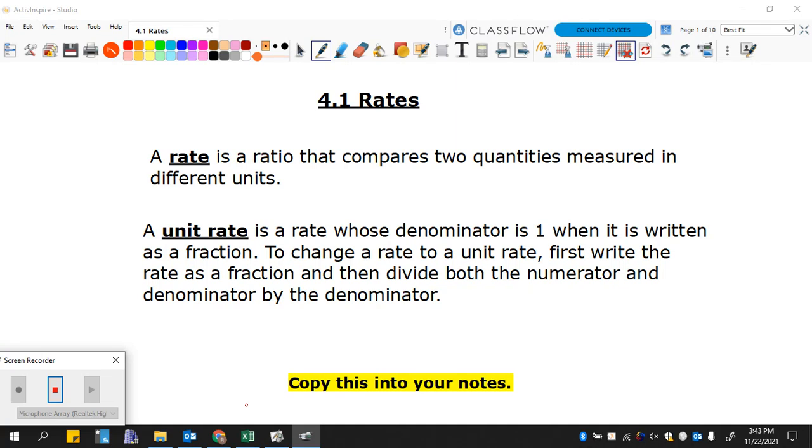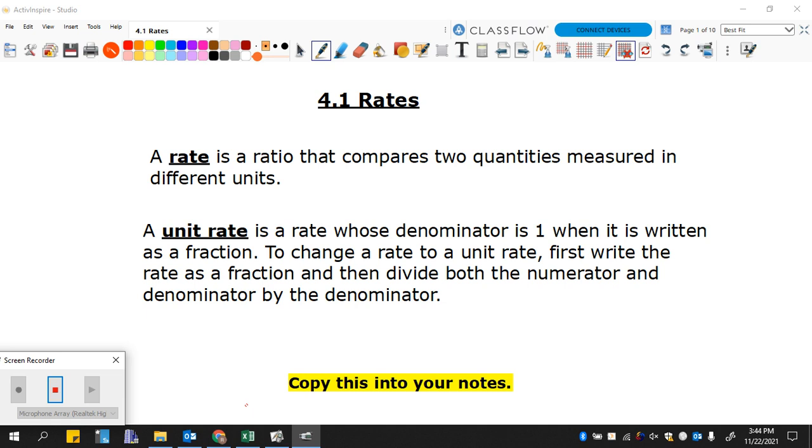All right, in this lesson, we're going to talk about rates and unit rates. A rate is simply a ratio that compares two quantities that are measured in different units. A very common one is speed, which measures the miles you traveled in the hours, or the time, that it takes you to get there. A unit rate is when the denominator is broken down to its simplest form, where the denominator is a 1. So it tells you how much something is per individual unit.